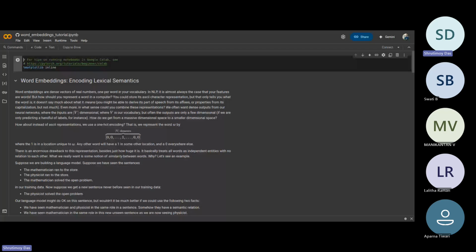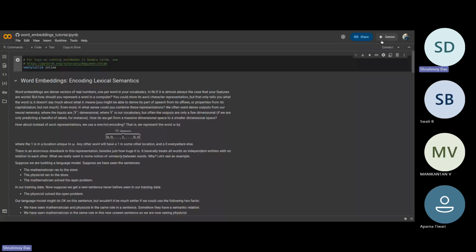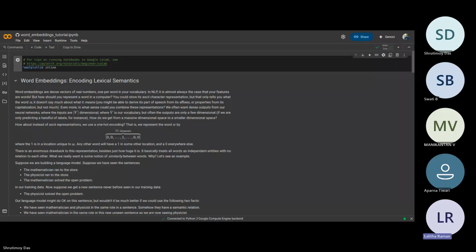So I took these from the PyTorch tutorials, so we can really see how word embeddings work. I'm doing this in Colab. You can also play with this code, so I'm sharing the link of this Colab here.